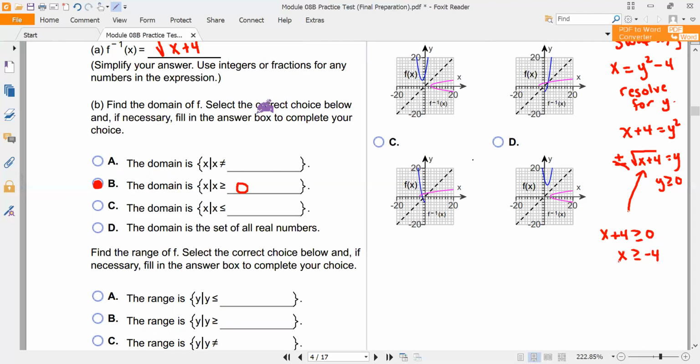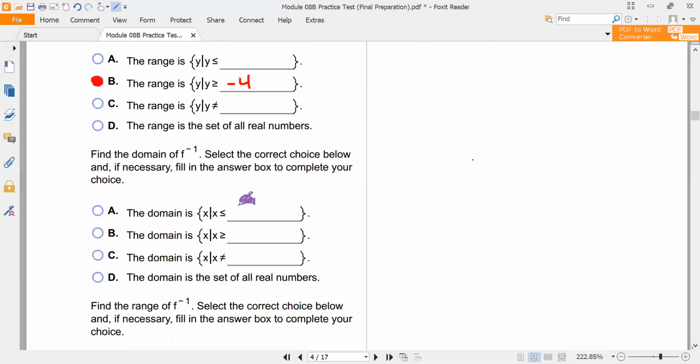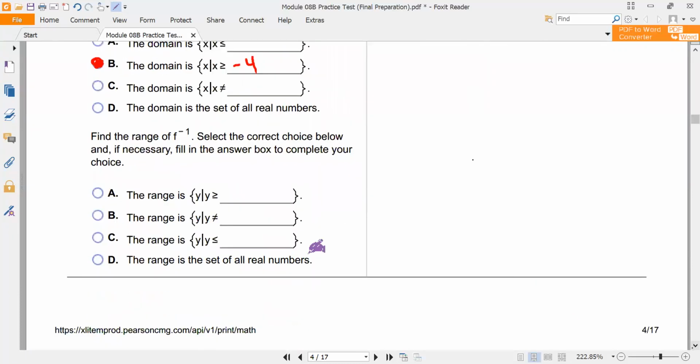So that means this guy has that exact same answer, but for its range, because remember they swapped the domain and range in an inverse. So y needs to be greater than or equal to -4, so it would be this option. And then remember, we're just flip-flopping. So x is going to be greater than or equal to -4 when we're dealing with the inverse. And y is greater than or equal to 0 for the inverse. So notice domain and range swap.